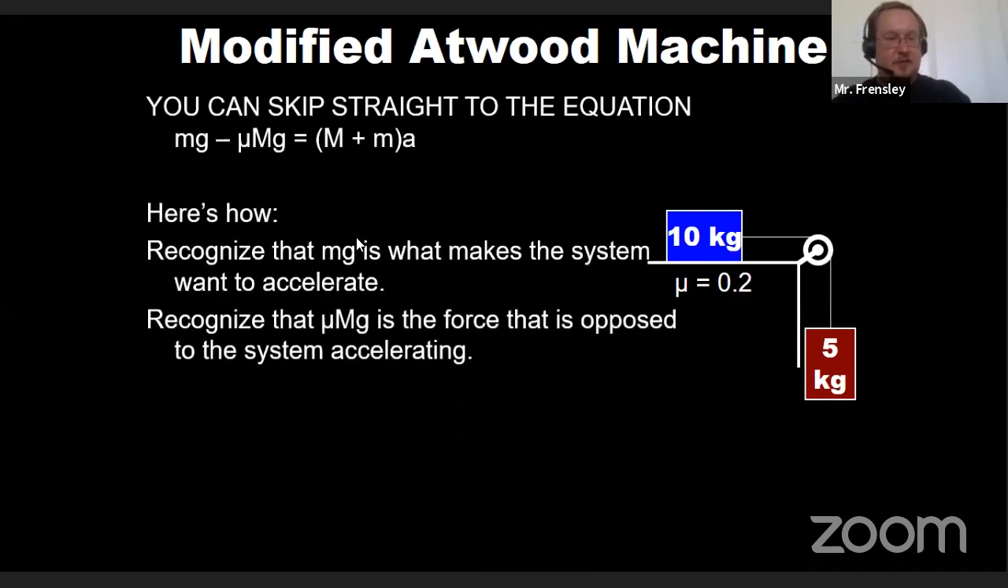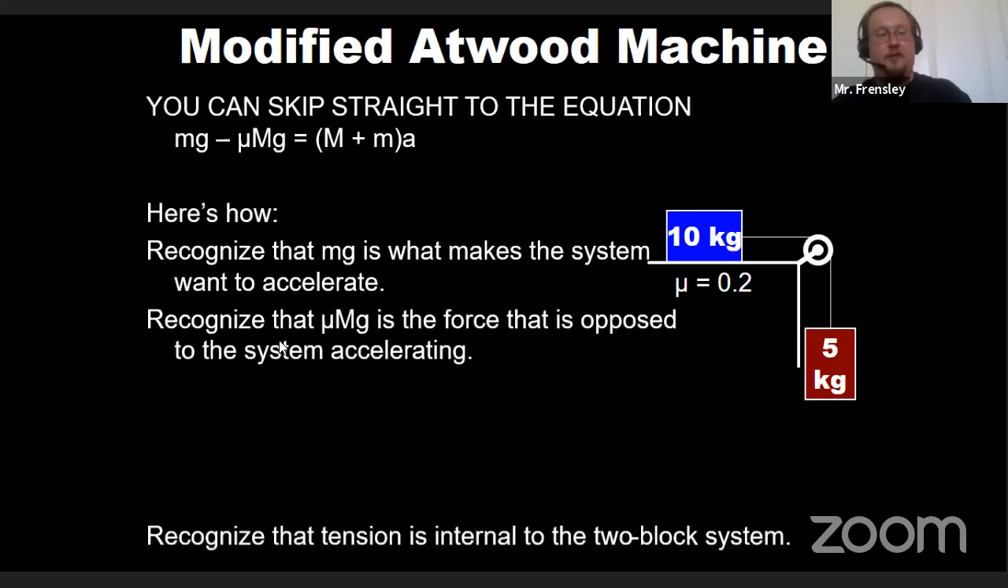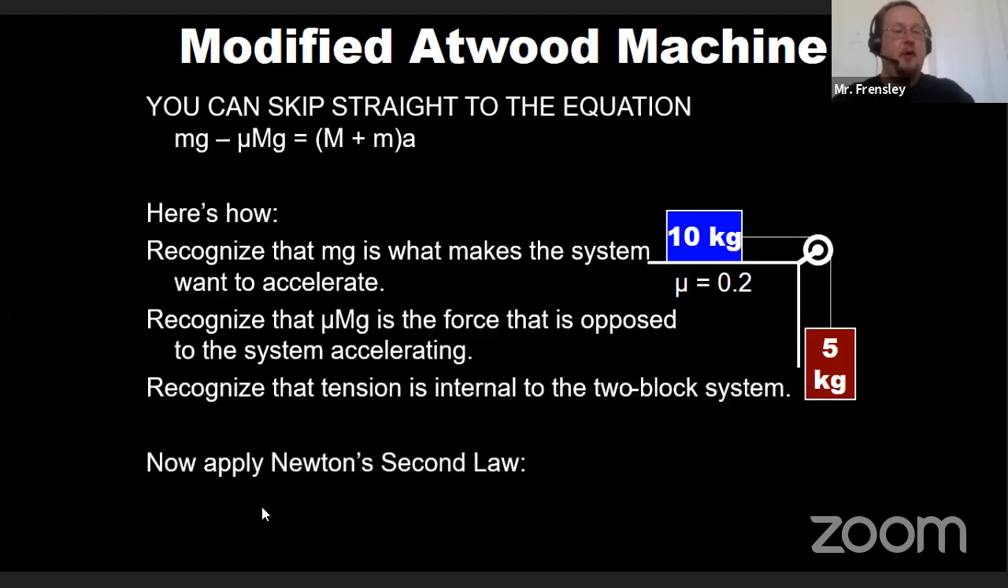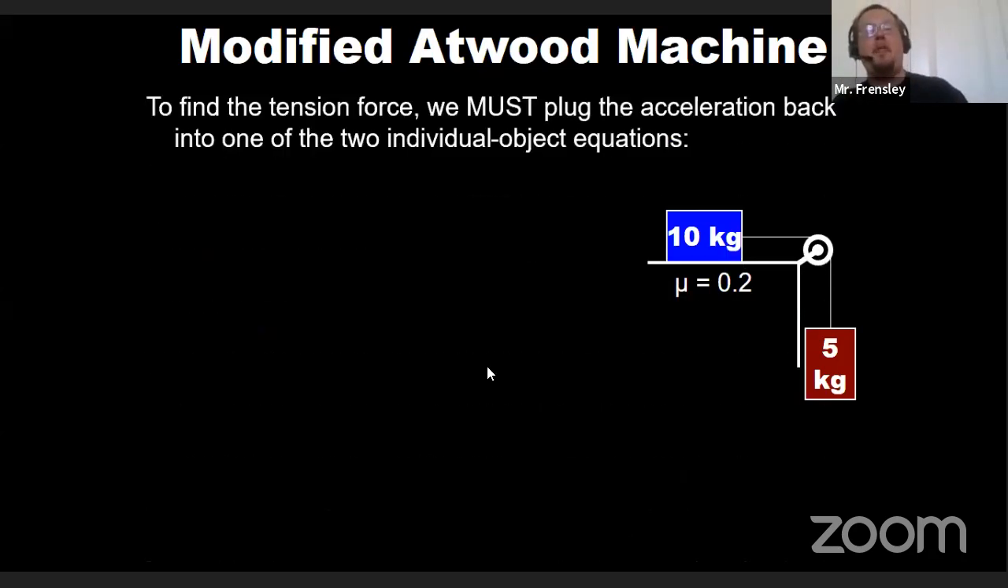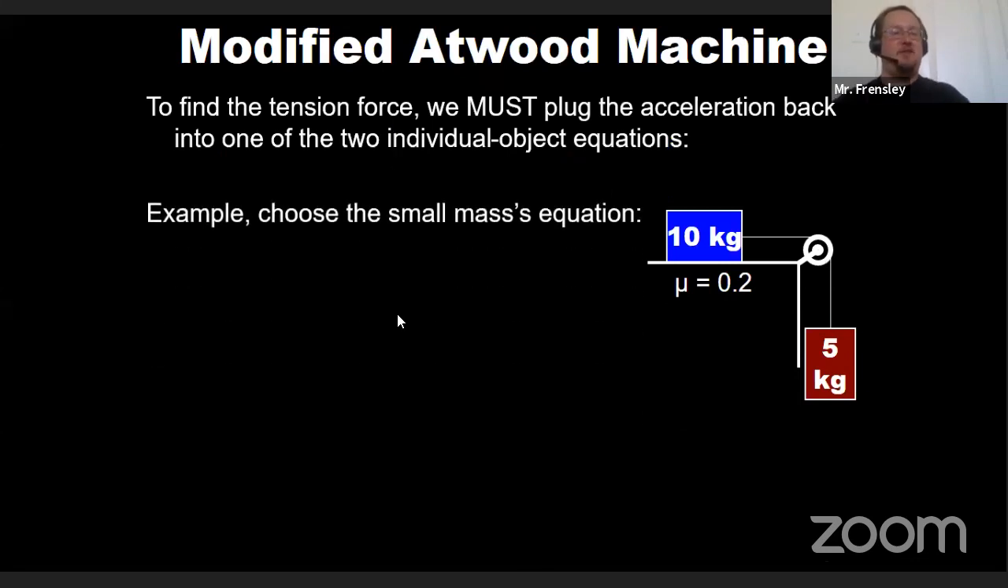You recognize that little mg helps us go, mu mg holds us back, the tension is internal. So then you would say, okay, the little mg helps us go, the mu big mg holds us back, equals ma. Don't forget the total mass of the system. Don't forget it.